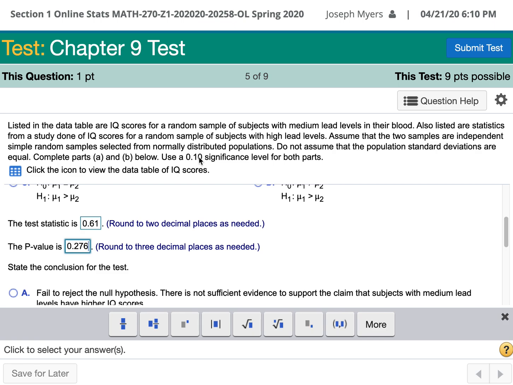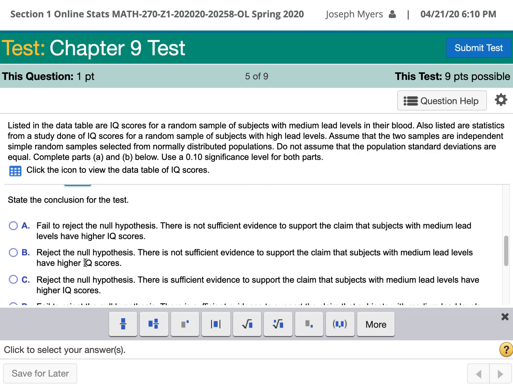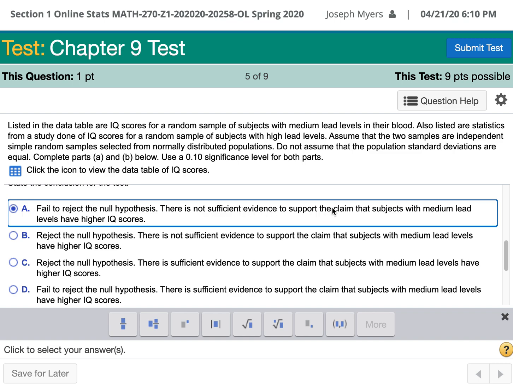And then state the conclusion. So the significance level is 0.10. And the p-value is bigger than the significance level, so we would fail to reject the null. So there's not sufficient evidence to support the claim that the subjects with medium lead levels have higher IQ scores.